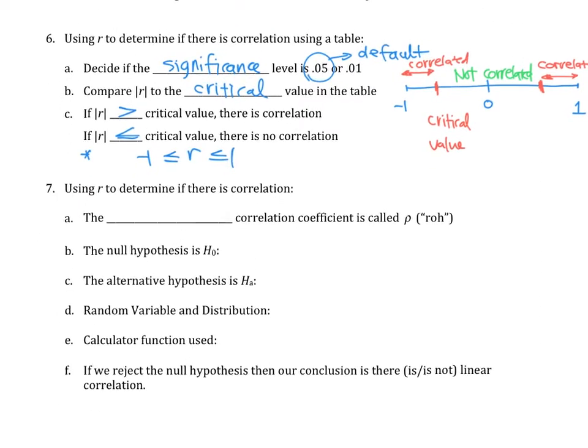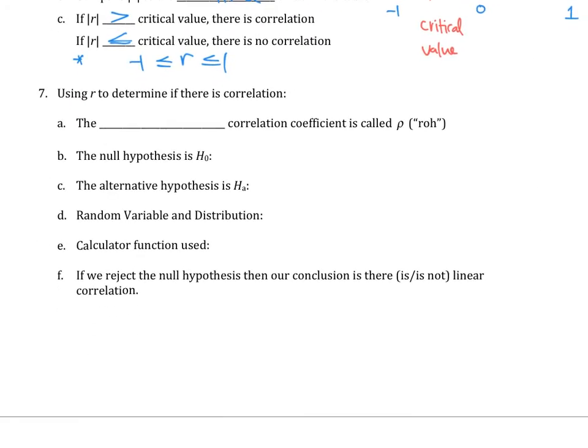All right, so using R to determine if there's a correlation. We kind of talked about it, but if I were to do it a little bit more formally using the hypothesis testing steps, hypothesis testing for linear correlation is slightly different from the normal process. Instead of looking at the p-value, we're going to look at R and just compare it. So number 7, using R to determine if there's a correlation. The population correlation is called rho. It looks kind of like P, but it's pronounced rho, R-O-H, the equivalent of R.